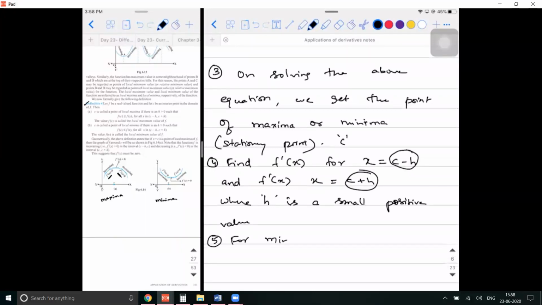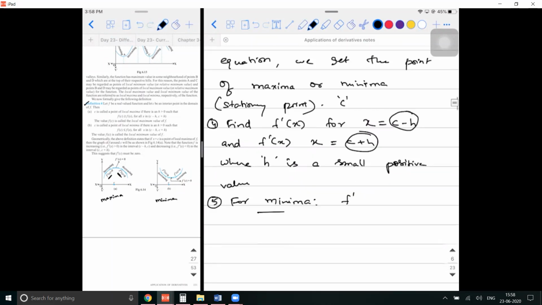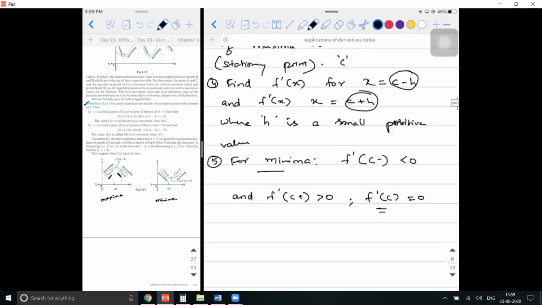Then what should I get? Here can I subdivide it? For minima, what should happen? F dash of C minus should be less than 0, and f dash of C plus should be greater than 0. Similarly, this is by default a hidden point: f dash of C obviously has to be 0. I'm writing this just for you to remember it.